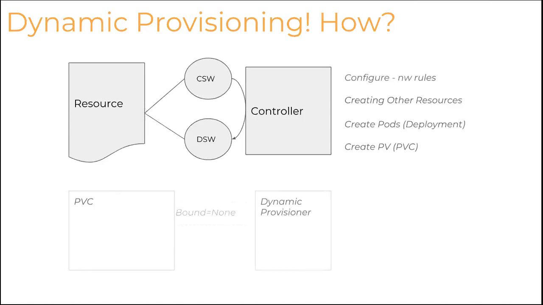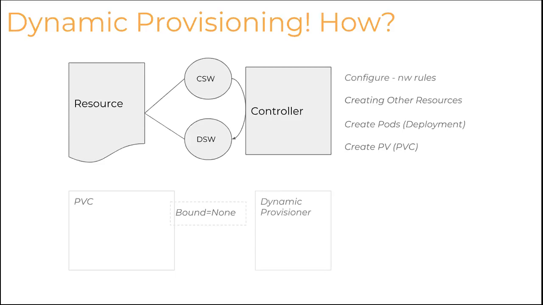So now this PVC will have an attribute called bound, which basically tells you what the current state is. If it is none, that means no PV has been created for this particular PVC. So the dynamic provisioner will be looking at PVCs. Of course, I've not mentioned the storage class here, but it will be looking at the storage class and seeing if it has to do any action.